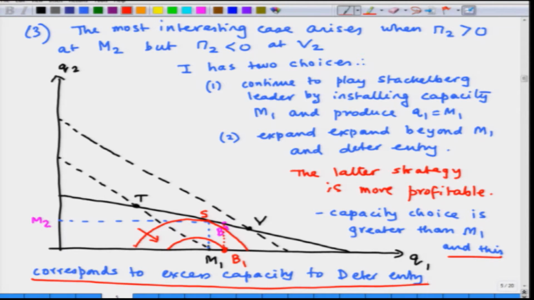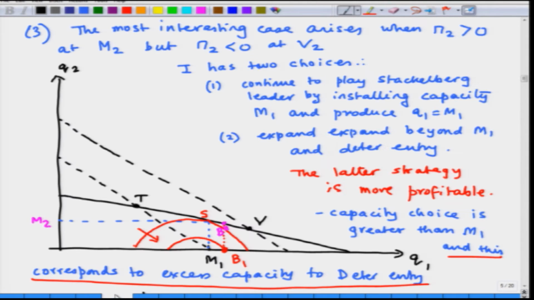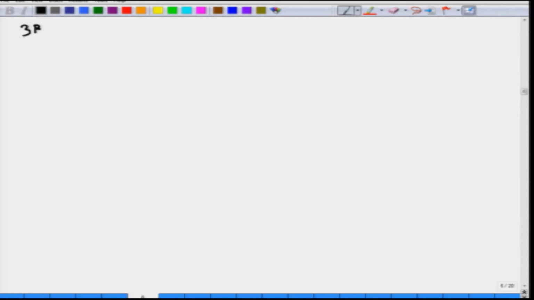But this is not always guaranteed to happen. This depends on how far B1 is. If B1 is such that the incumbent finds it profitable to deter entry as opposed to accommodating the entrant, the incumbent would actually choose that excess capacity and deter entry. On the other hand, we could have a scenario where the incumbent may simply find it profitable to actually accommodate entry. So, if we call this 3A, we can get 3B, which is where the former strategy is more profitable.